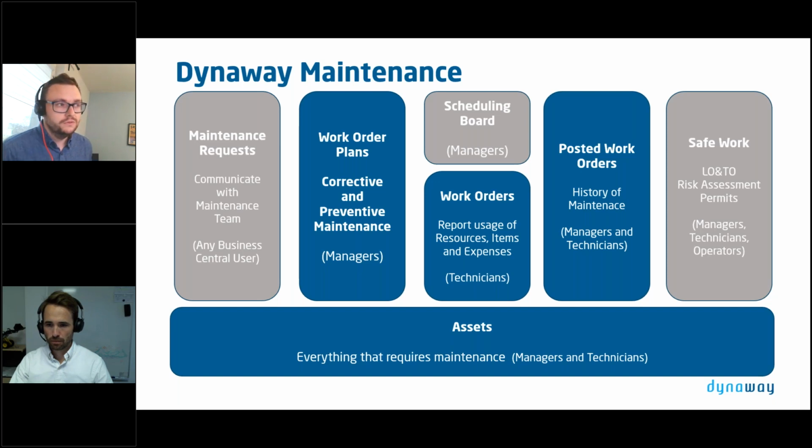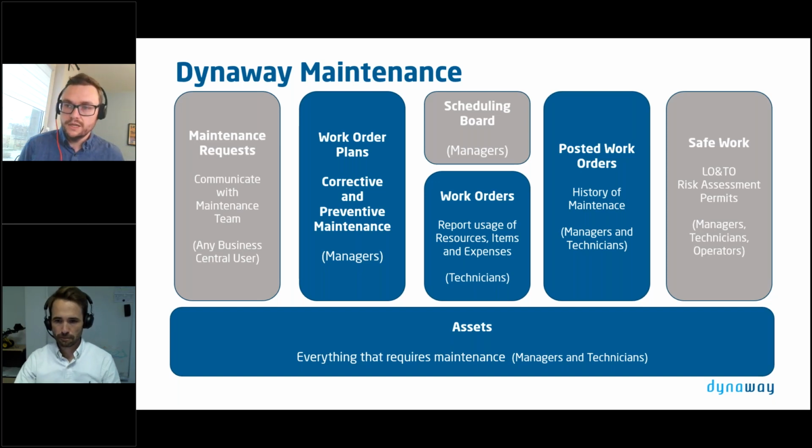So this is used to report what resources, items, and expenses we have on the work. And after that is closed, we have a whole history. So we have posted work orders, also work order ledger entries, so the whole history of our maintenance, and that's also something I would like to show you. 3 things which are not here, I will not show, maybe except one, if we have time.